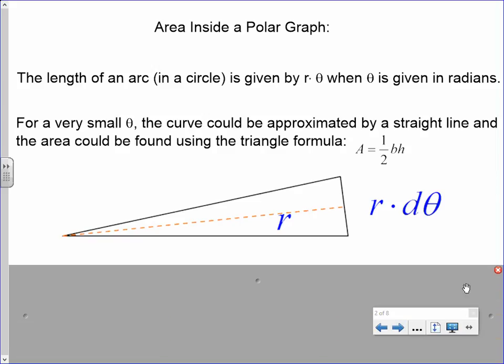For a very small theta, you can imagine a triangle, where this is theta. Here's our radius. And our arc length would be r d theta because we have an itty bitty change in theta. Now, area of this triangle, 1/2 base times height.